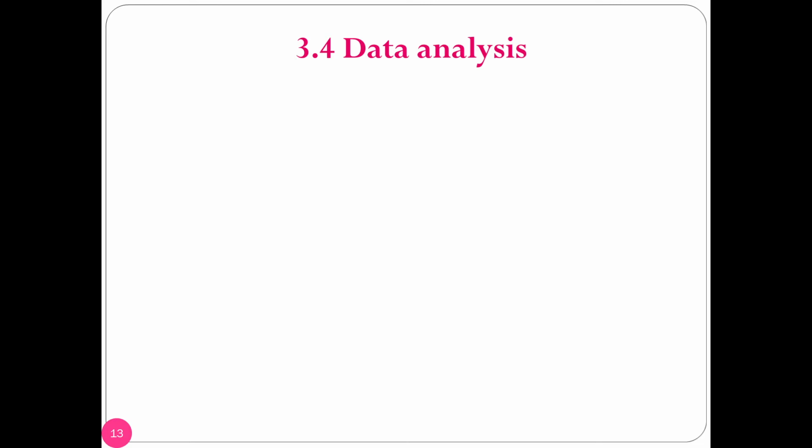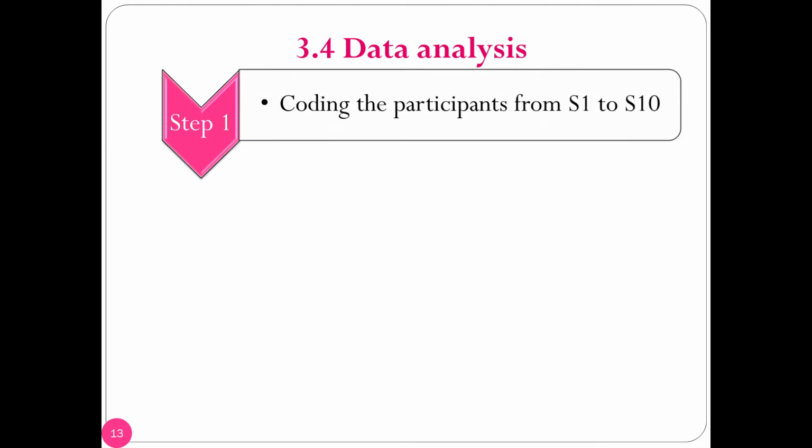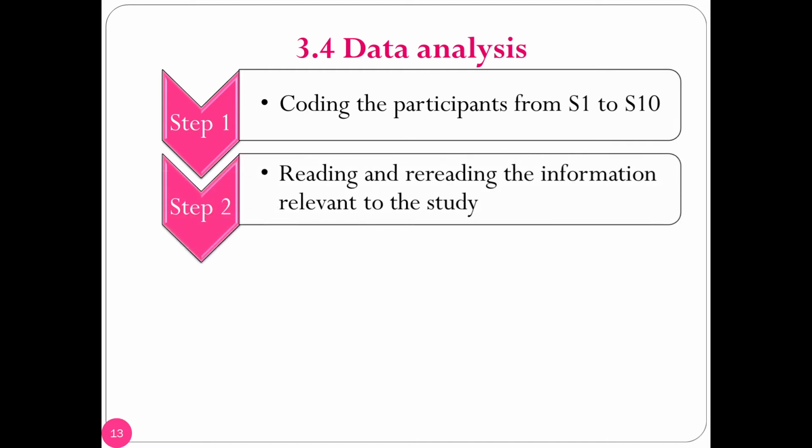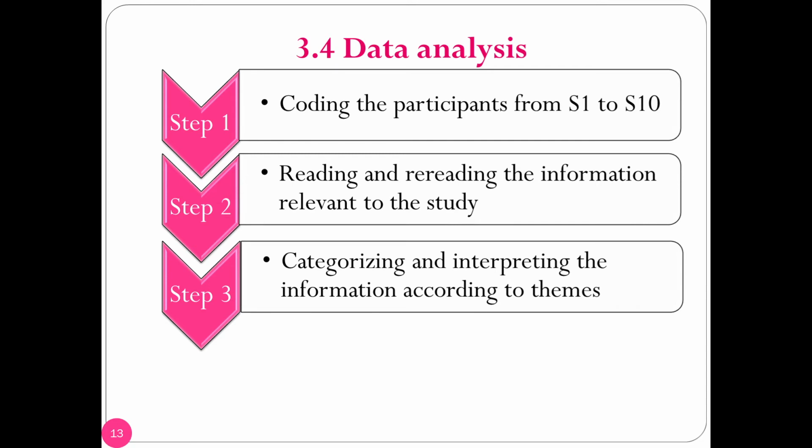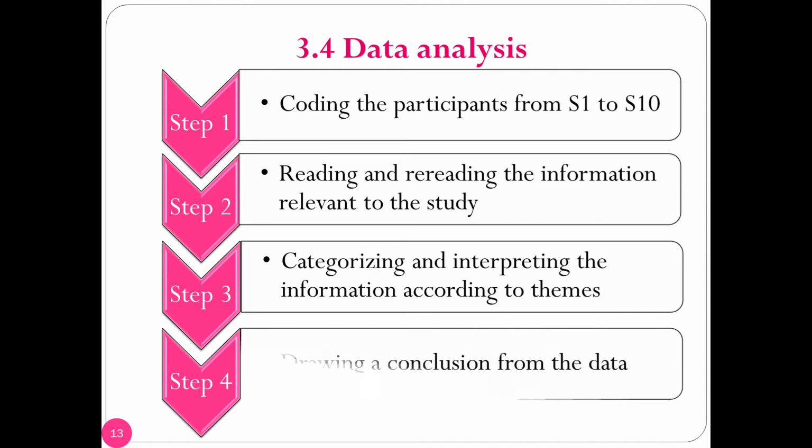Data analysis. There are 4 steps to analyze the data. The first step is coding the participants from student 1 to student 10. Step 2 is reading and rereading the information relevant to the study. Step 3 is categorizing and interpreting the information according to the theme. Step 4 is drawing a conclusion from the data.